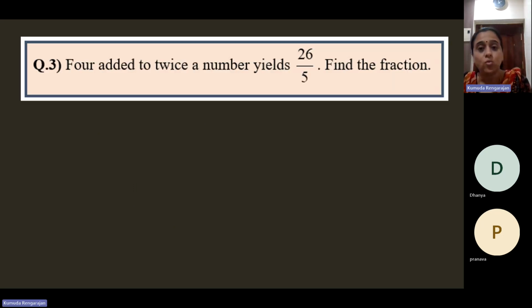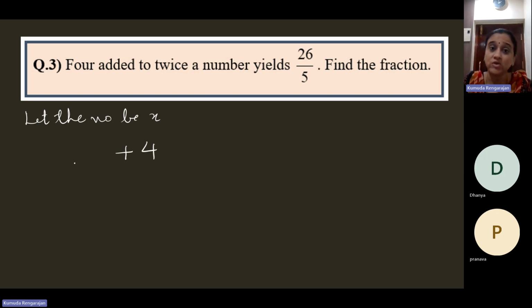Four added to twice a number. Let the number be x. 4 is added to something, so there is already something. 4 is added to that. So you need to write that something first, because 4 is added to something which already is there. So what is that? 4 added to twice a number. So 2x, 2x plus 4. It's not 4 plus 2x. So 2x plus 4 yields 26 by 5.